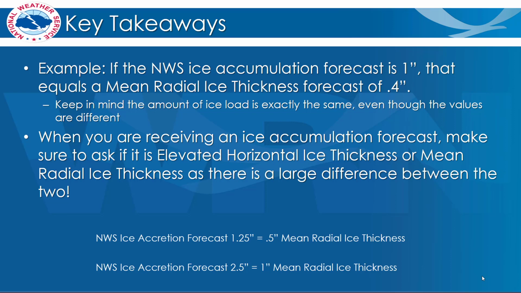Two key points. First, even though the forecasted amounts are different in these examples between the two methods, the amount of ice and thus ice load on object is still the same. Second, it is very important when you are looking at an ice accumulation forecast to know if you are looking at an elevated horizontal ice thickness or mean radial ice thickness forecast. If you misinterpret this information, the messaging of potential impacts from this forecast could be large.